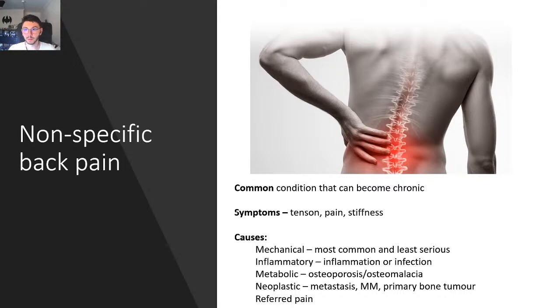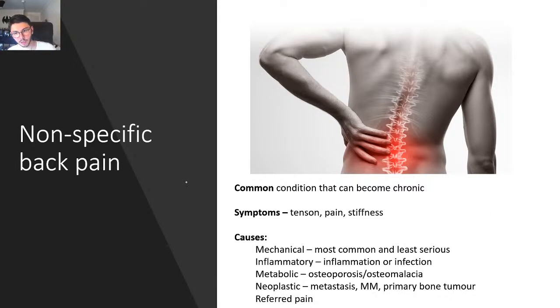So now we're going to talk about back pain. Non-specific back pain is a very common condition. It can become chronic. In the UK, it's roughly responsible for 14% of long-term disability. So it's a big deal. If you have this pain, you can't work, and that costs man hours and inefficiencies, and people can get fired for that. So it has wider socioeconomic implications. But it's very common. Everyone will have back pain at some point in their lives. It's that common. And the key symptoms are tension, pain, and stiffness.